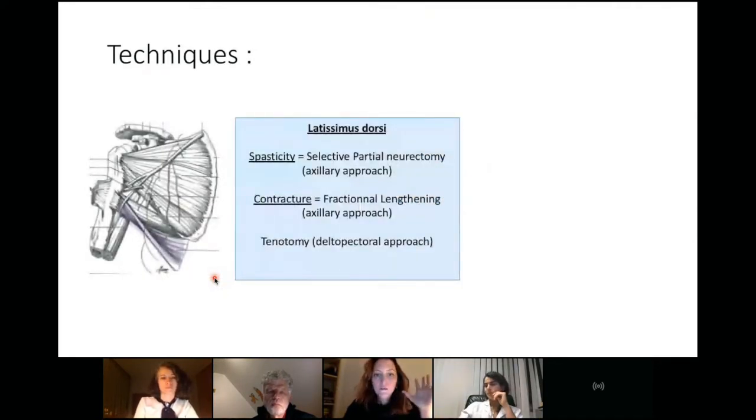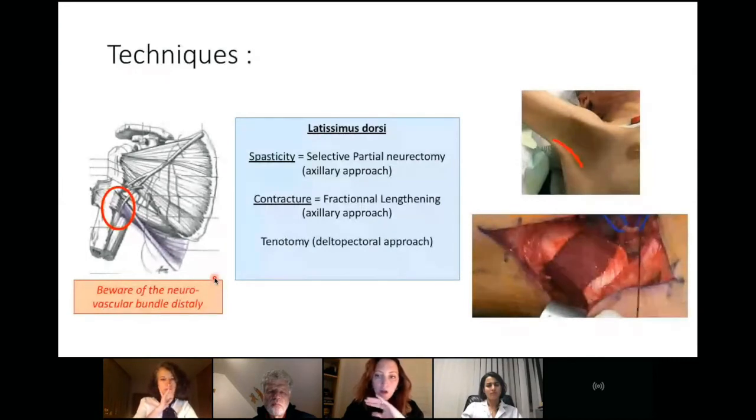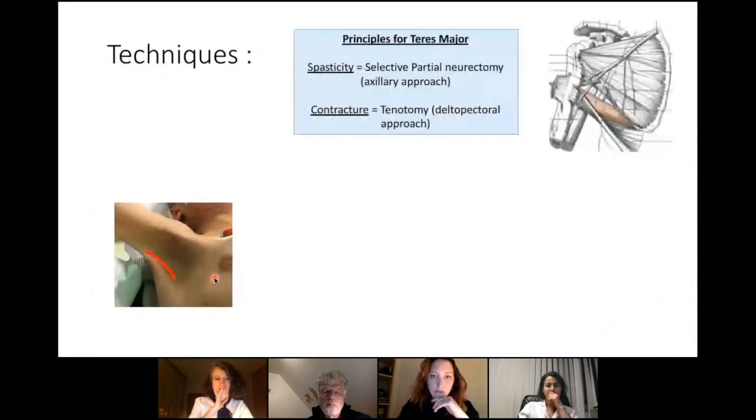For the latissimus dorsi, both are possible. In case of spasticity, we can perform a selective partial neurectomy by an axillary approach. If there is any contracture, we can perform a fractional lengthening, as shown on this picture, by an axillary approach, or a tenotomy if the contracture is severe. For the teres major, as for the latissimus dorsi, both are possible: a selective partial neurectomy in case of spasticity, and a tenotomy if there is any contracture. Lengthening of the teres major is not possible because the muscle is very muscular and has almost no tendon.